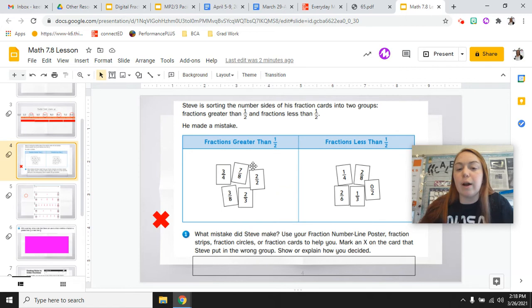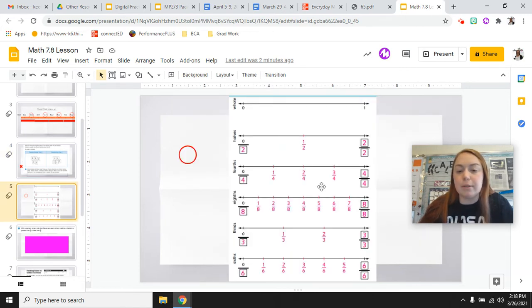So let's start with the fractions that are greater than 1 half. If I look at 3/4 and I go to the fourths and 3/4 is here, we would say that is greater than 1 half. Now let's try 7/8. Eighths are down here, 7/8. If this is 1 half, it is greater than 1 half.